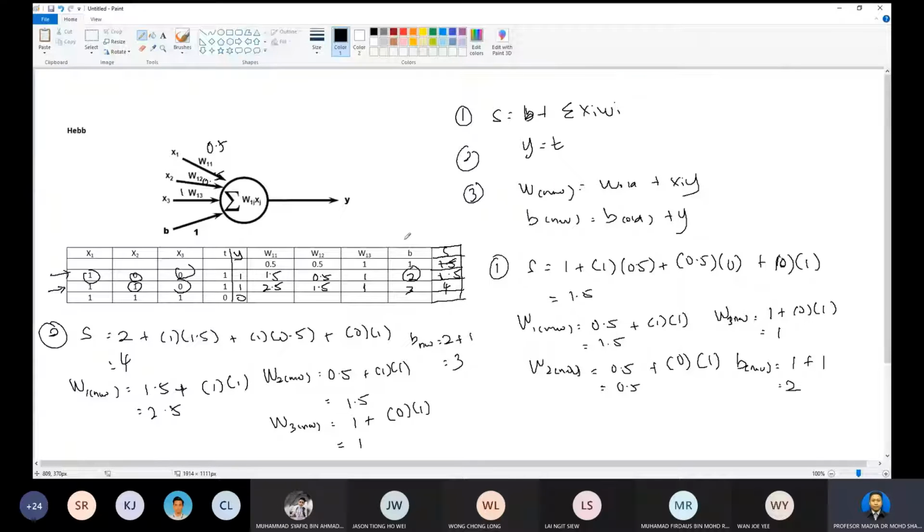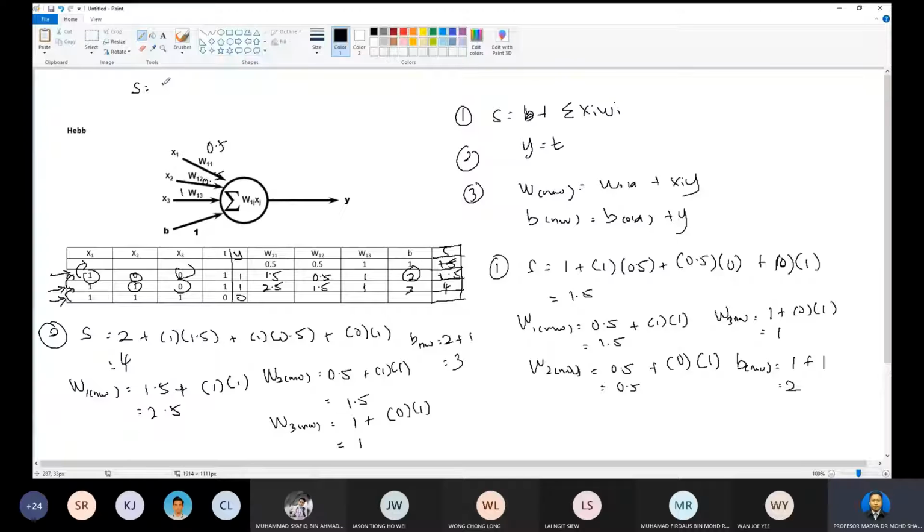So this is for the second iteration. That means weights 1 and 2 are adapted and also the bias, but weight 3 is maintained. Next you can proceed to the third iteration. For the third iteration, it is the same. First calculate S, but make sure you use the new bias, because you follow the previous. Make sure this one follows the second iteration, this one follows the first iteration, and this one follows the initial condition.